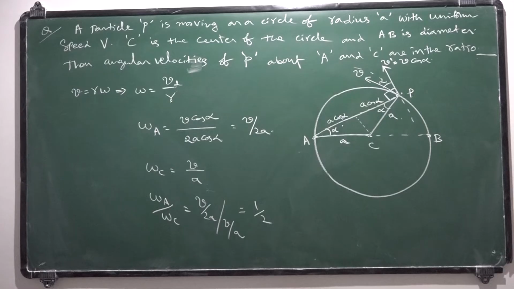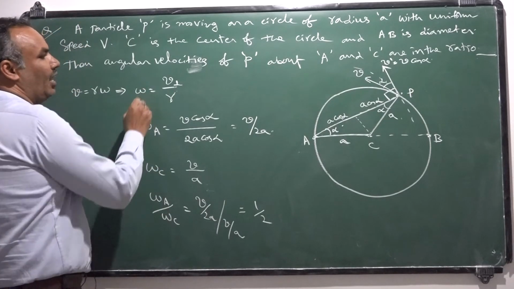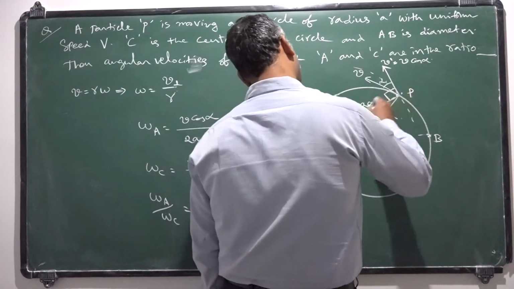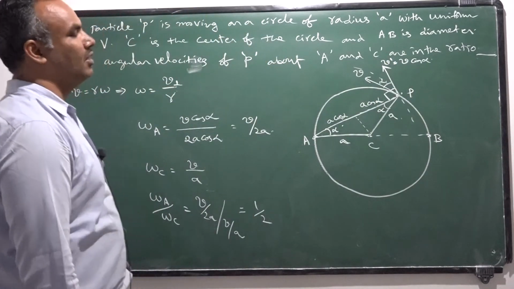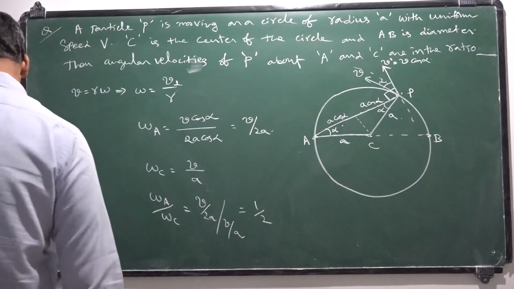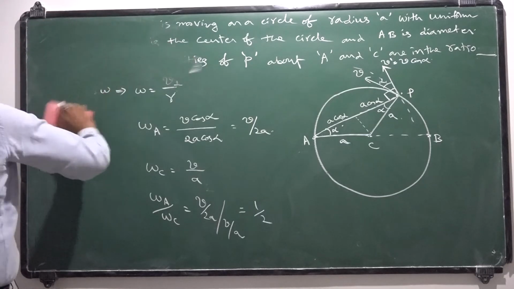Very simple solution it is. Always we should remember, while calculating angular velocity, we should take the ratio of velocity in the perpendicular direction to the radius, nothing but tangential direction to the radius, and the length of the radius into consideration. So the answer is 1:2. Very simple question it is. Let me move on to another question.